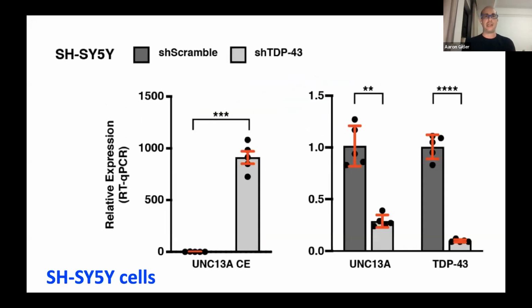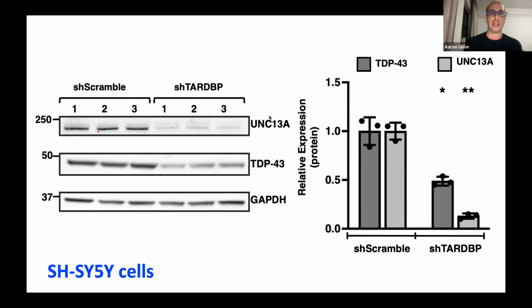So she used shRNA to knock down TDP-43, first in a neuroblastoma cell line, and then used quantitative RT-PCR to detect the presence of the cryptic exon. So knock down TDP-43, cryptic exon goes up. She never detects it normally. And then the full-length UNC13A transcript goes down. And then by immunoblot, she can see that UNC13A protein is eliminated.